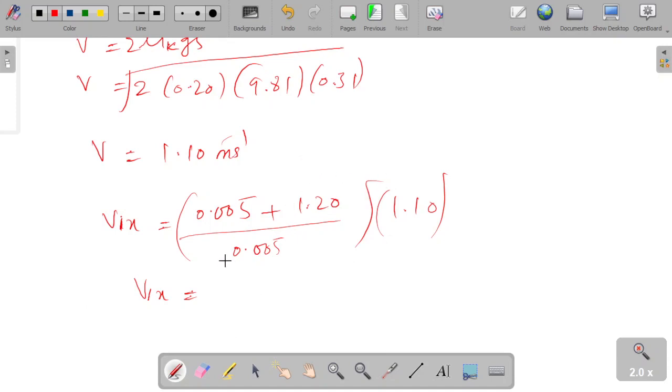You can calculate it out with the help of a calculator.